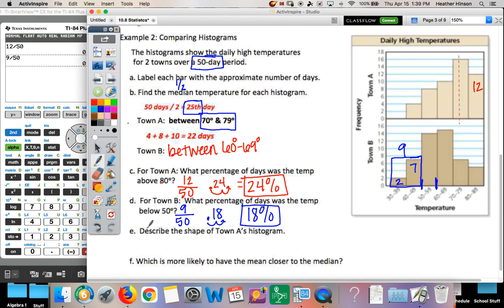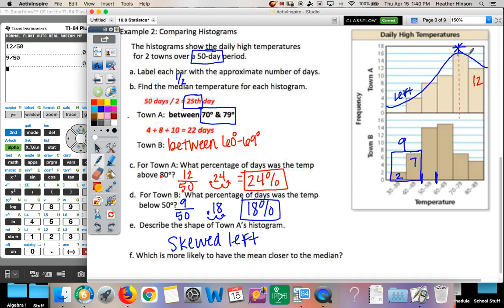Okay, and last two. Describe the shape of town A's histogram. For town A, we draw a little shape here. Our top, where most of our data is, is on the right. And we have this really long tail, this really long slide out here to the left. And there's not much of a slide over here at all. Because we have that really long tail on the left, this is skewed left, because that's where your tail is. That's how you tell. Your highest point is over here, and then it falls off to the left.